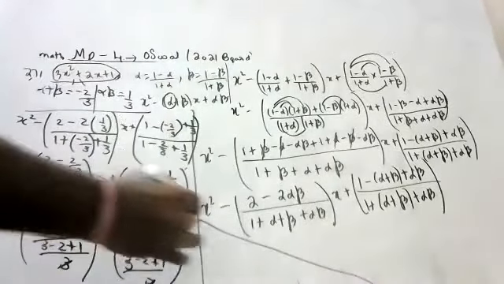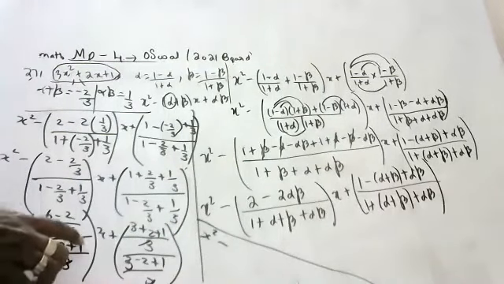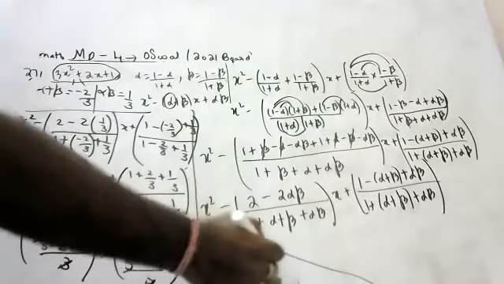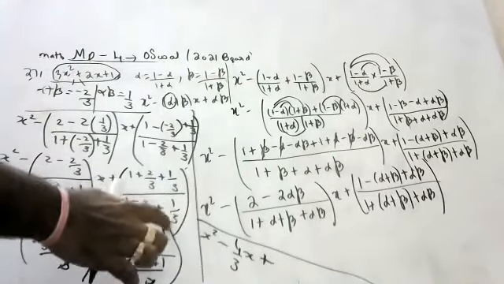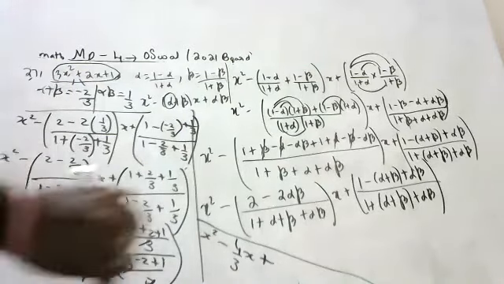x square minus 6 minus 2 is 4. 3 plus 1 is 5. 5 minus 2 is 3. 4 by 3 x plus 3 plus 2, 5, 5 plus 1, 6. 4 minus 2 is 2. 6 by 2 is 3.